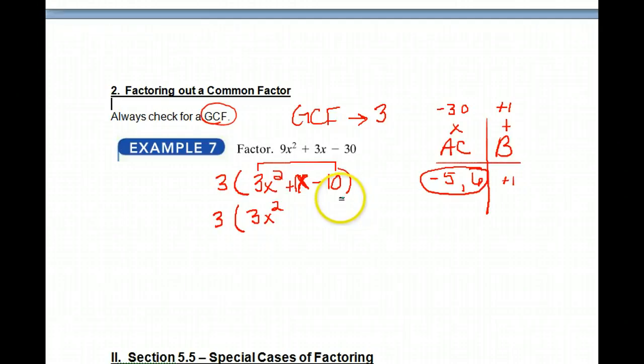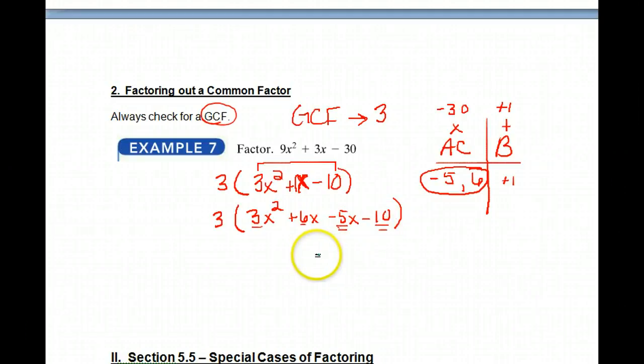Now remember that we're going to be using factoring by grouping, so we want to make groups that are going to be compatible. I'm going to write my positive 6x first and my minus 5x second. The reason I did that is that I feel that 6 goes nicely with 3, and I feel like the negative 5 goes nicely with the negative 10. I can do that, okay? So 6x minus 5x gets me right back where I started there at positive 1x.